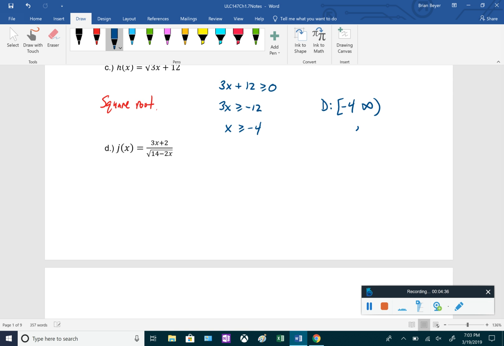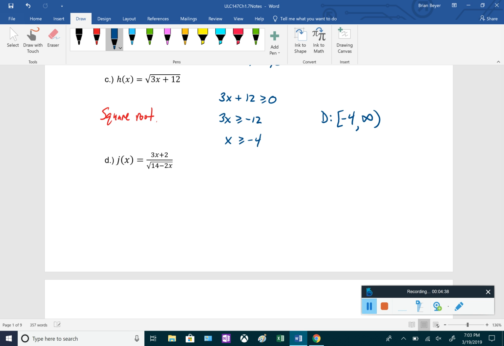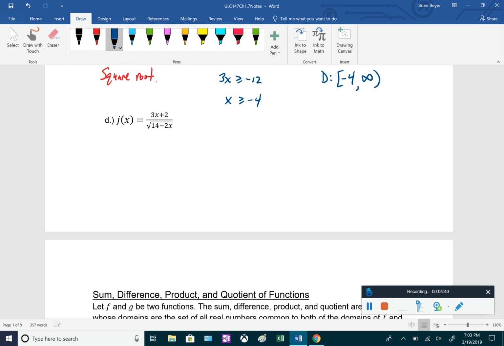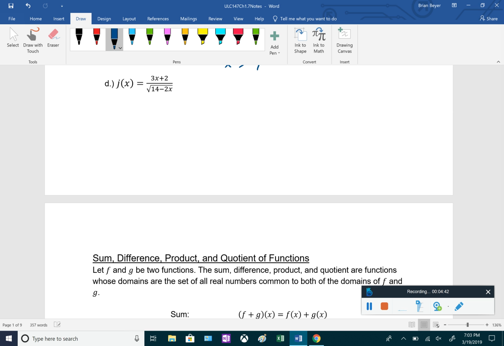Okay, last one's going to be actually a little bit confusing. j of x is 3x plus 2 over the square root of 14 minus 2x. This is not a rational function because the square root is not a polynomial. So what I'm going to write here is just that there is a square root in the denominator.